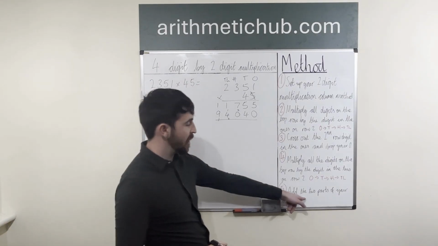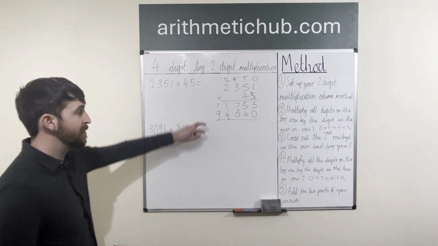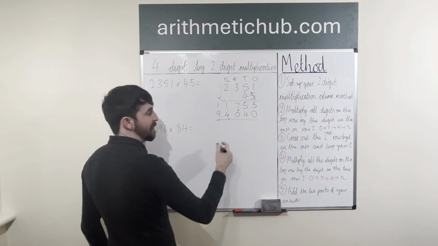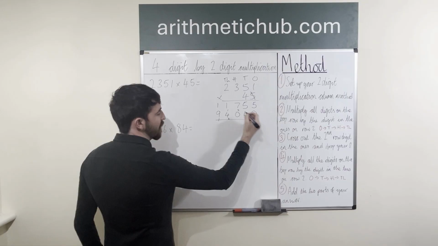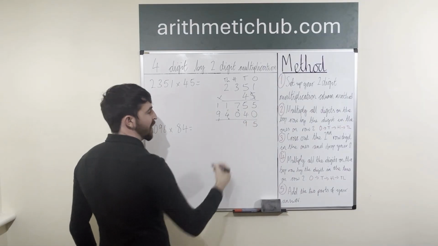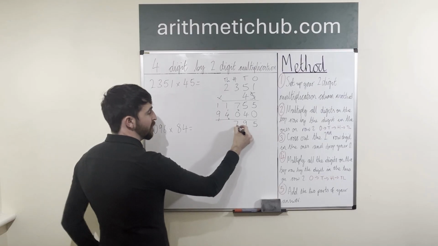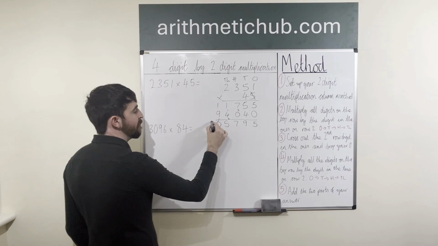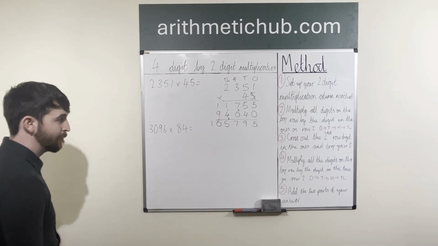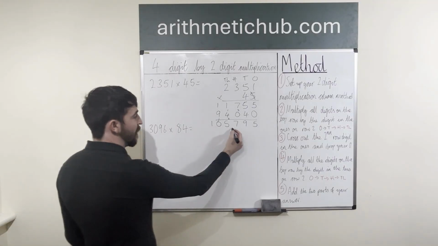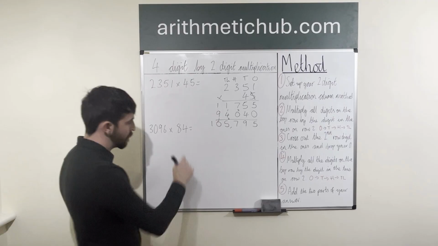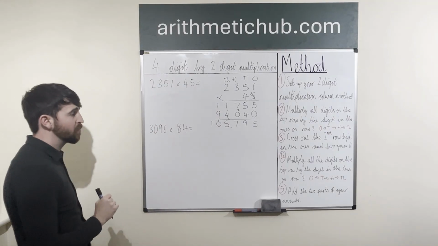So the final part tells me I need to add the 2 parts of my answer. Well, here's the 2 parts of my answer, isn't it? So what I'm going to do is I'm going to add these together. 5 add 0 is going to give me 5. 5 add 4 is going to give me 9. 7 add 0 is 7. 1 add 4 is 5. 1 add 9 is going to give me 10 there like that. Okay, so our answer is 105,795.